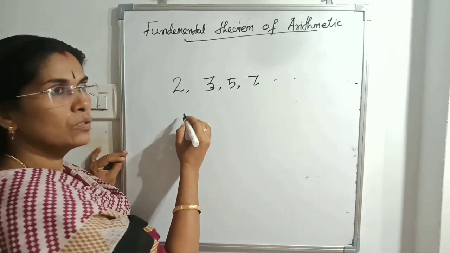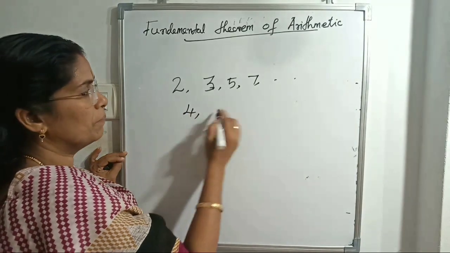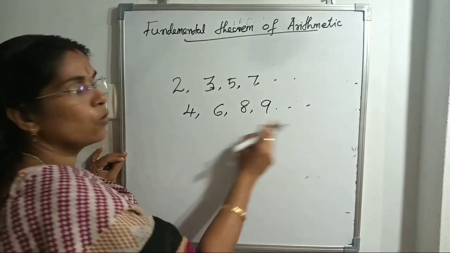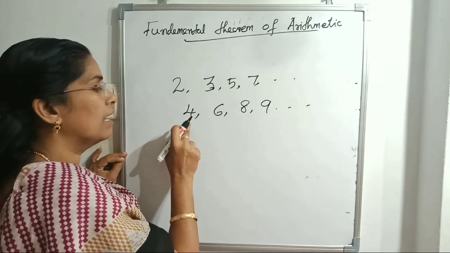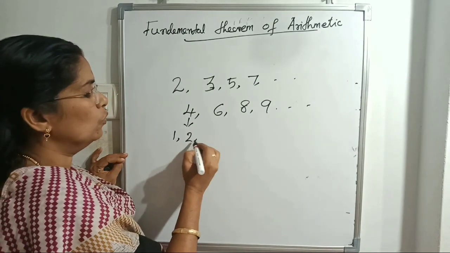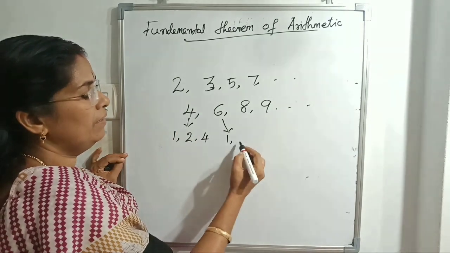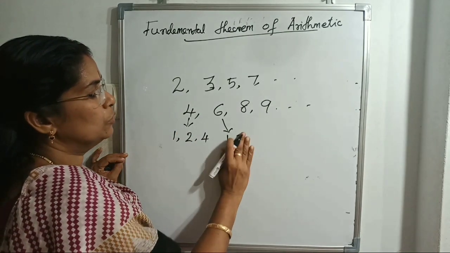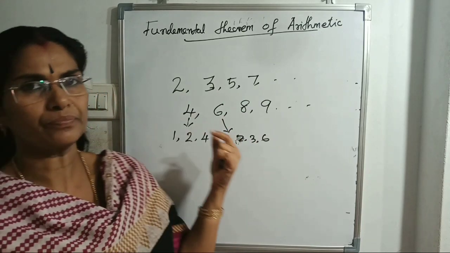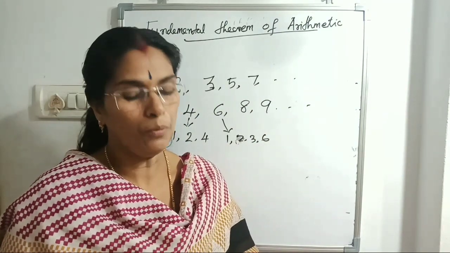A composite number has more than 2 factors. 4 is a composite number. 6 is another composite number. 8, 9, all these are composite numbers because they have more than 2 factors. The factors of 4 are 1, 2 and 4. 3 factors are there. And the factors of 6 are 1, 2, 3 and 6. All these are factors of 6. Okay, more than 2 factors, then we are saying it is a composite number.